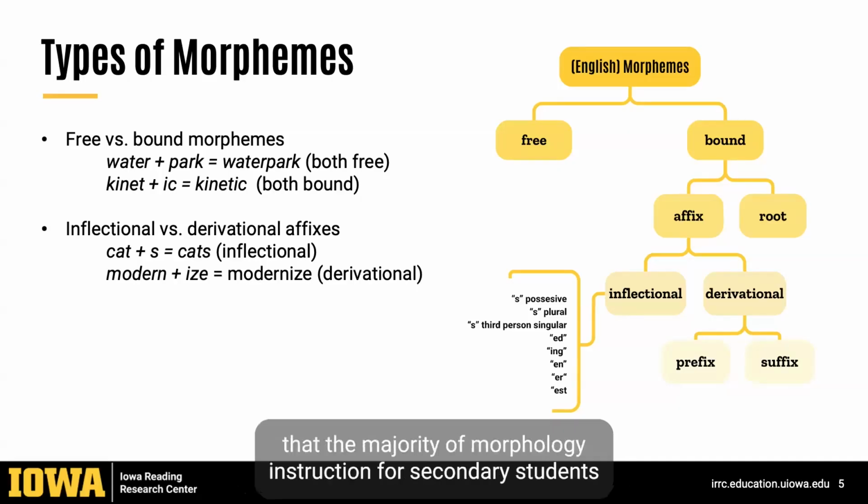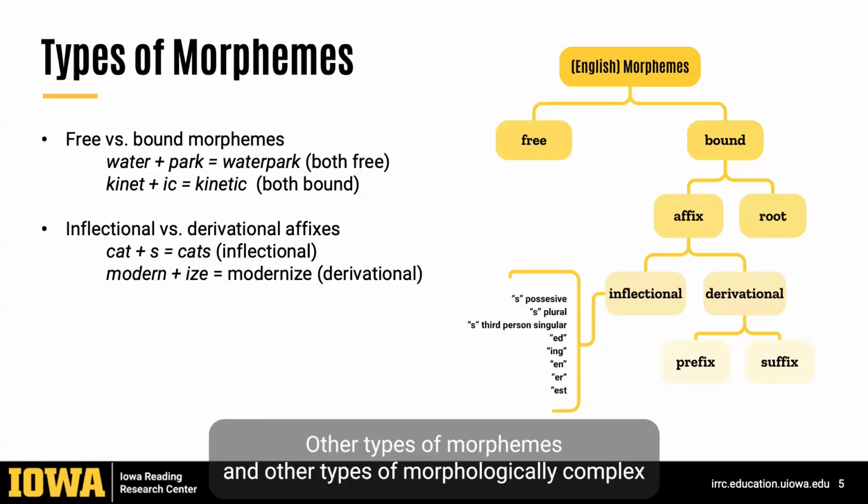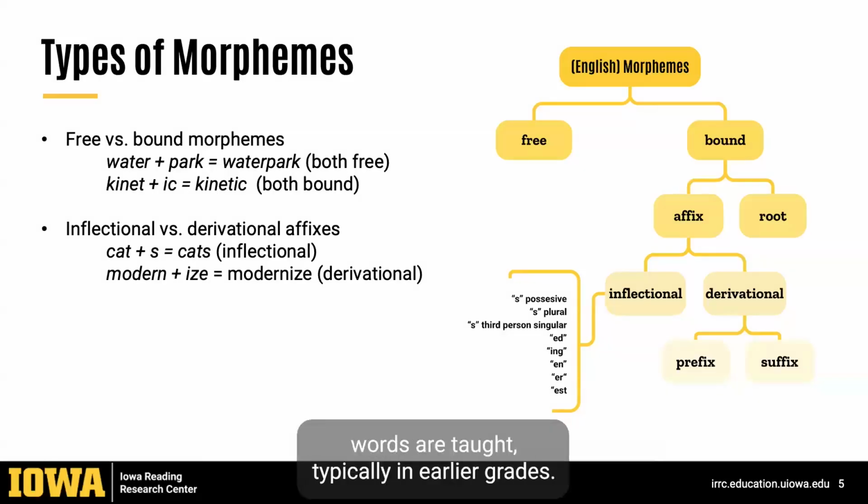It's important to note that the majority of morphology instruction for secondary students will focus on free and bound roots as well as derivational affixes. Other types of morphemes and other types of morphologically complex words are taught typically in earlier grades.